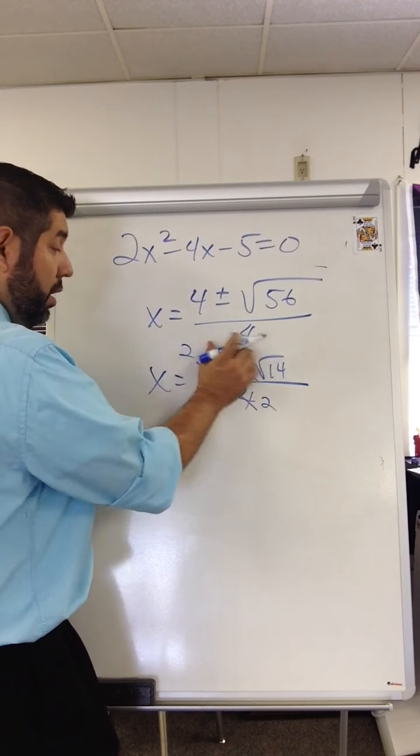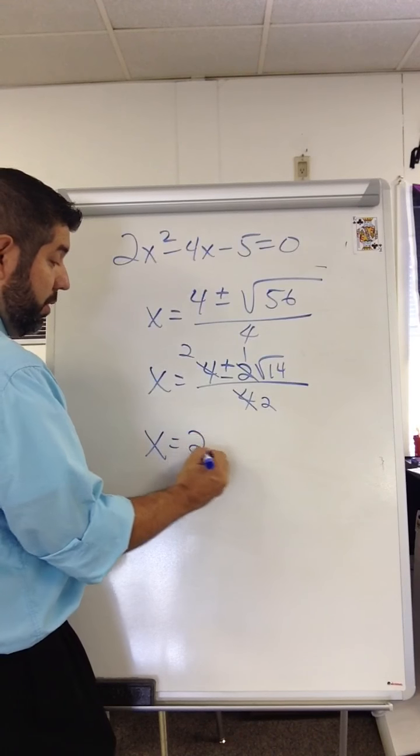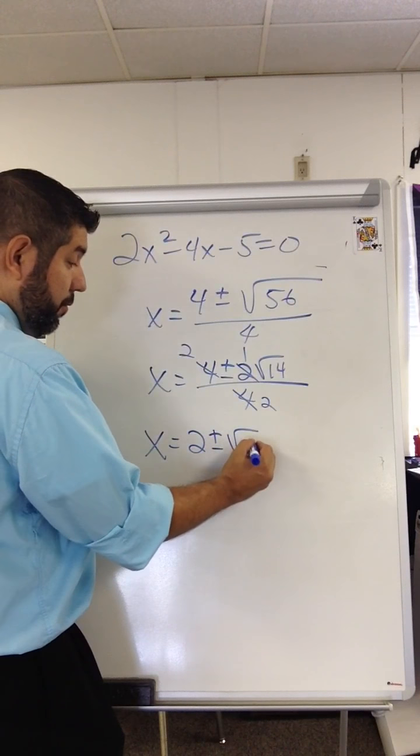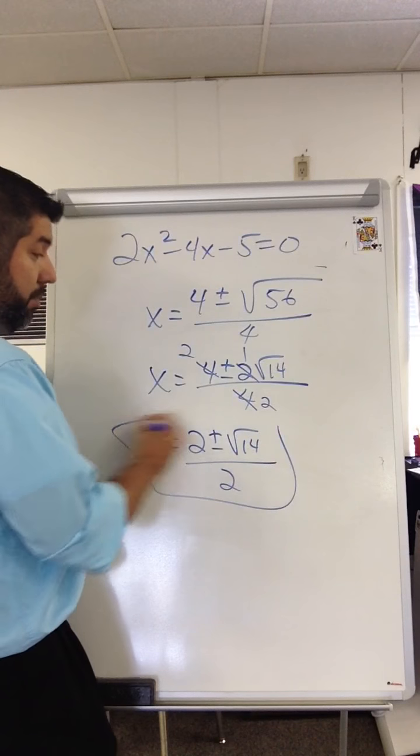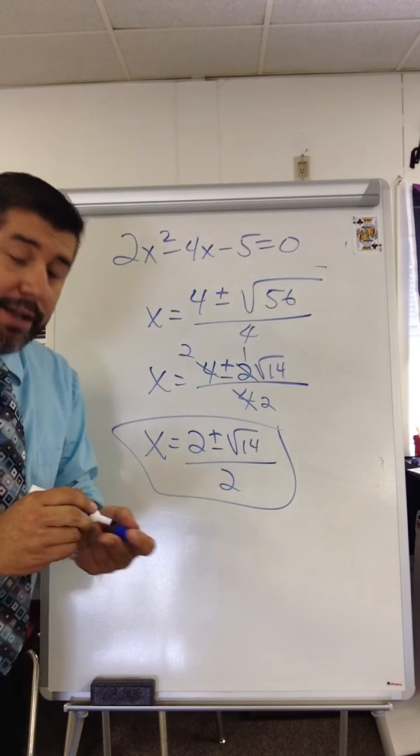You can only do them all at once. You can't do them each separately. So we get 2 plus or minus root 14 all over 2. And this is going to be our complete answer, okay? Hopefully you guys got that.